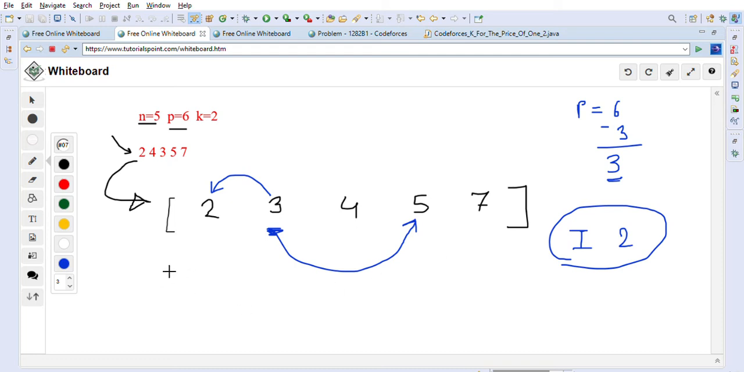Now let me just rewrite this array. We will now start from the 4 basically. So this is our array, right? 2 3 4 5 and 7. So now we have two choices. The first choice we calculated, we got 2 items. Now we will try our second choice. The second choice is we will start with this item basically, right? We will start from this item.